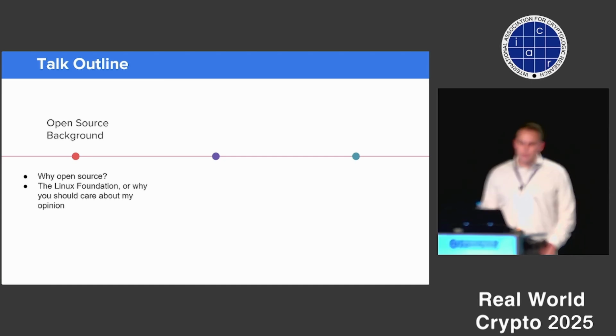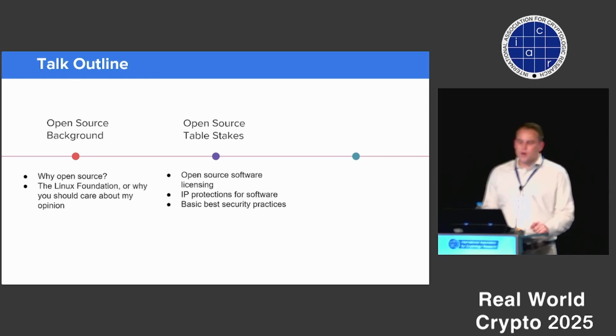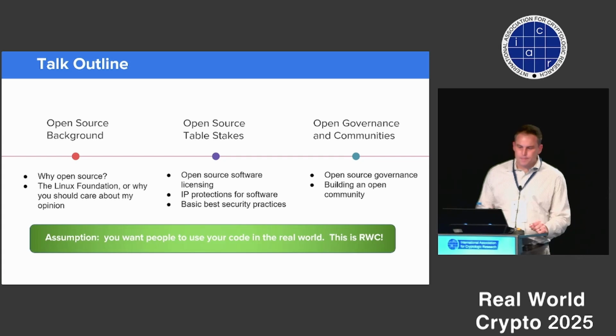So I'm going to start by going over some open source background, and I'm going to talk a little bit about why open source and the Linux Foundation, or really why you should care about my opinion on open source principles. I'm going to go over some basic open source table stakes like software licensing, IP protections, and best security practices. And then I'm going to talk a little bit about open governance and building an open community.